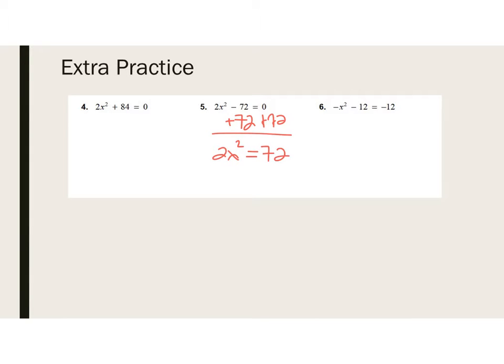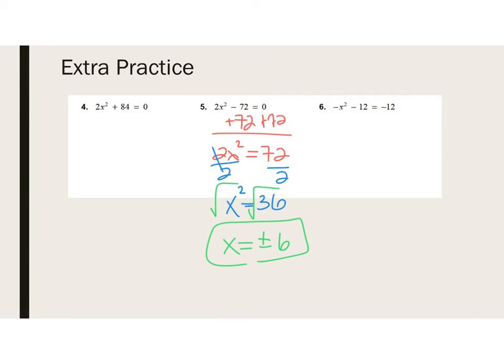All right, so I added 72 to both sides. X squared is still not by itself. It has that 2. To get rid of that 2, you're dividing it because it's 2 times x squared. So then x squared equals 36. Once you have x squared by itself, square root both sides, and then you just got to remember if it's a positive, you're going to have to do a plus or minus because both of those things squared will make 36.